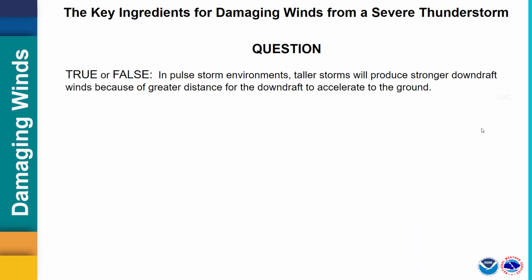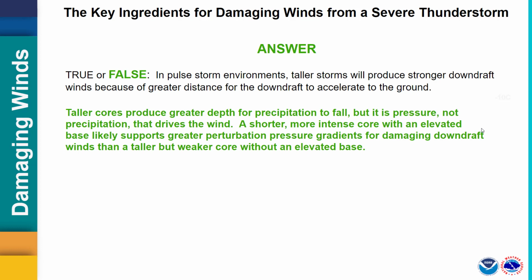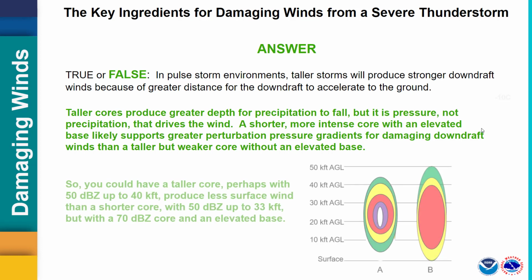True or false: in pulse storm environments, taller storms will produce stronger downdraft winds because of greater distance for the downdraft to accelerate to the ground. The answer here is false. Taller cores produce greater depth for precipitation to fall, but it is pressure, not precipitation, that drives the wind. A shorter, more intense core with an elevated base likely supports greater perturbation pressure gradients for damaging downdraft winds than a taller but weaker core without an elevated base.